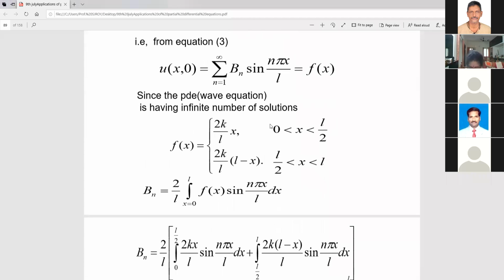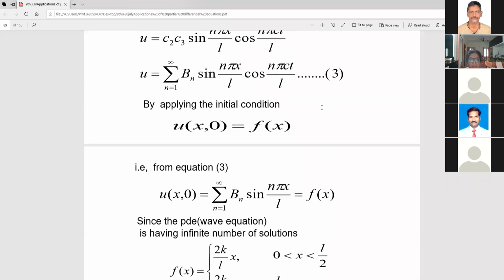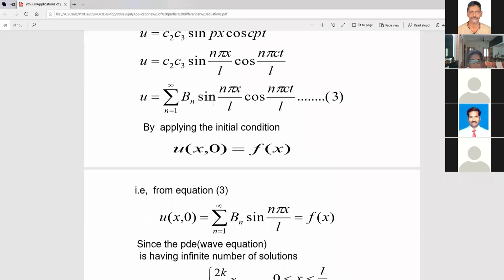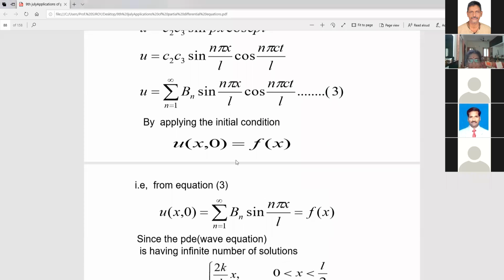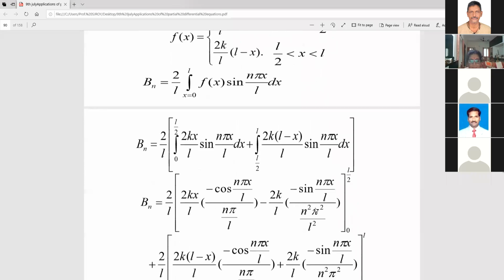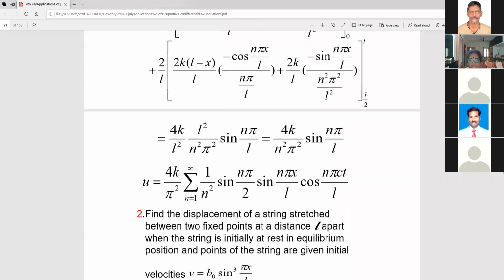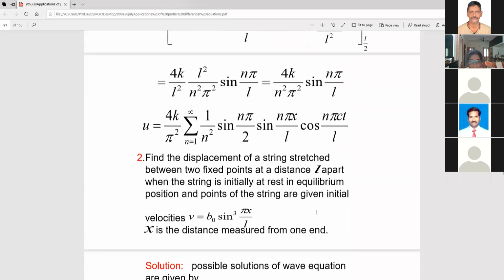Once Bn is known, we come back and this is your original solution. So we'll be substituting Bn here and giving the final answer. So that's it. Like this, we'll be solving this type of problems very easily.